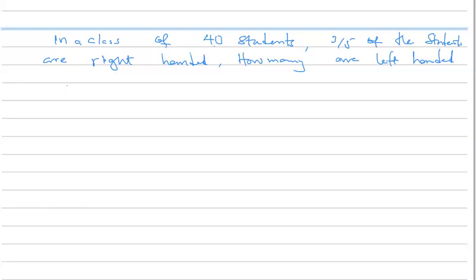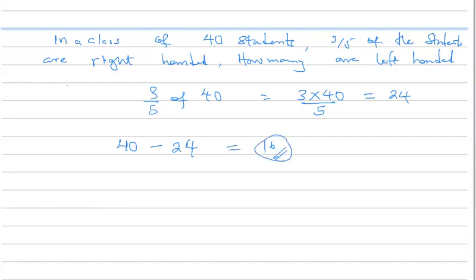So now we just need to find 3/5 of 40. 3 times 40 divided by 5 gives you 24. So 24 students are right-handed. To find those who are left-handed, it will be 40 minus 24, because the rest are left-handed. I have to put that in the question itself. So 40 minus 24 gives you 16. So 16 are left-handed.